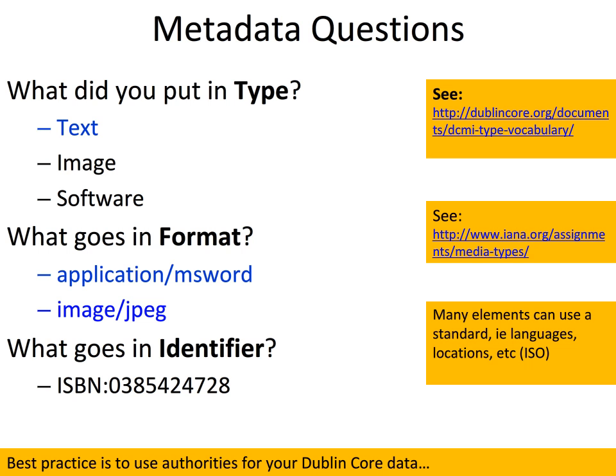It's better to put the right thing in the right place because it means your cataloging records are a little bit more interoperable with other collections. If you put just stuff anywhere, it's not very good.